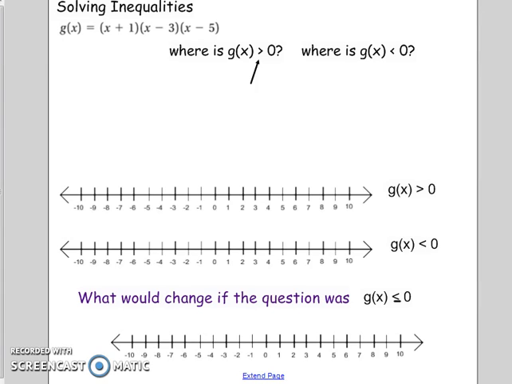Okay, so solving inequalities, we're going to do the same thing. We're going to do a quick sketch, and then once we do our sketch, we're going to look to see what part of the graph is above 0 and what part of the graph is below 0, depending on the inequality symbol. So if we look at this example, if I set this to 0, I'm going to get -1. Here I'm going to get 3. And here I'm going to get 5.